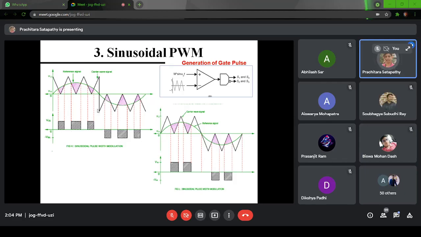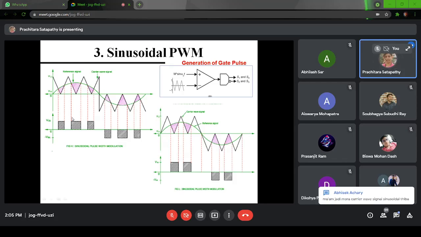So what is the use of this PWM? Whenever I get more gate pulses, the output waveform will exist for more time. So what is the disadvantage of the basic method, where you are not using a direct pulse generator, versus PWM? If you are using PWM, the harmonic content will be less. That's why we are going for the PWM method.